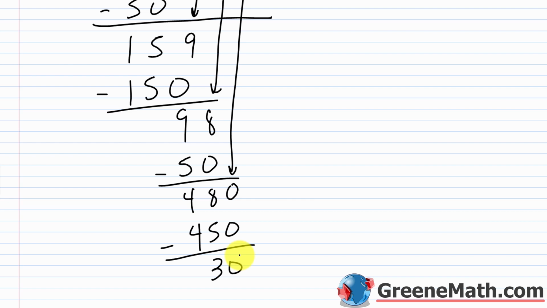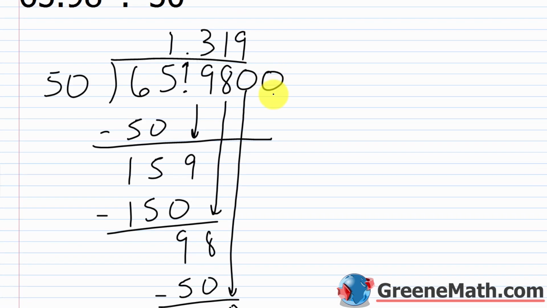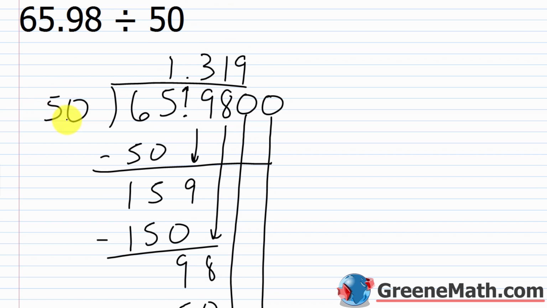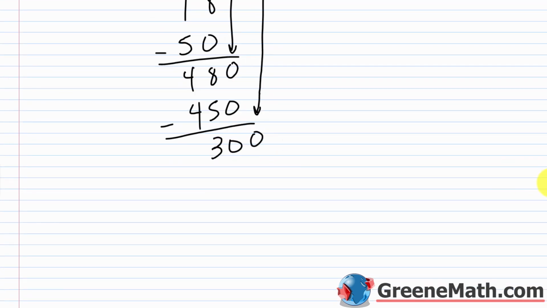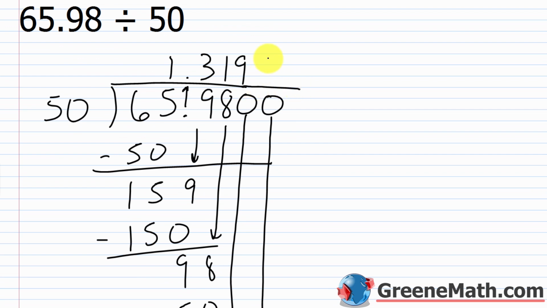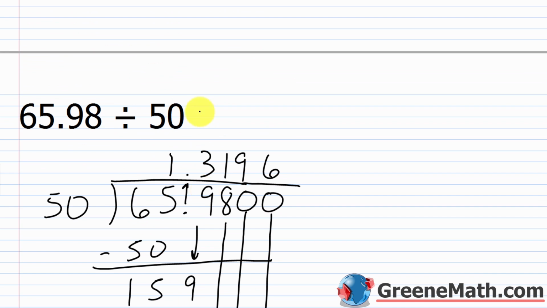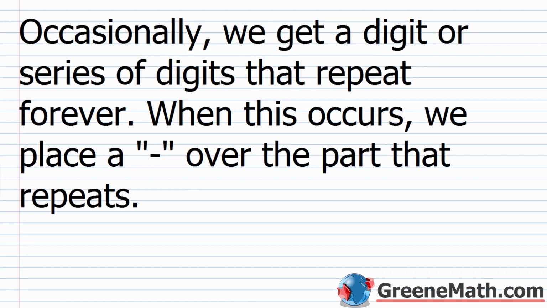So I can keep adding zeros until I have something. So I'm going to add another 0 here and drag that down. So now I have 300. Now let me scroll up. So 50 goes into 300 exactly 6 times. So put a 6 here. And 6 times 50 again is 300. And when we subtract, we're going to have 0. So there's no remainder. So go up here. And our answer is going to be 1.3196.